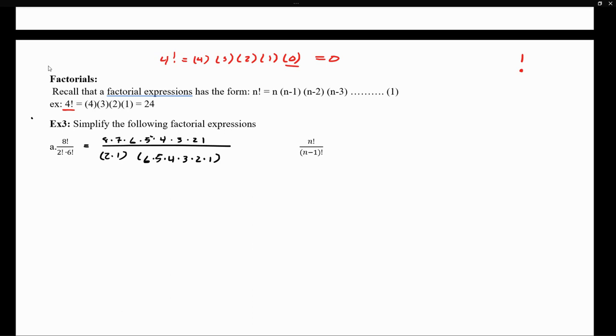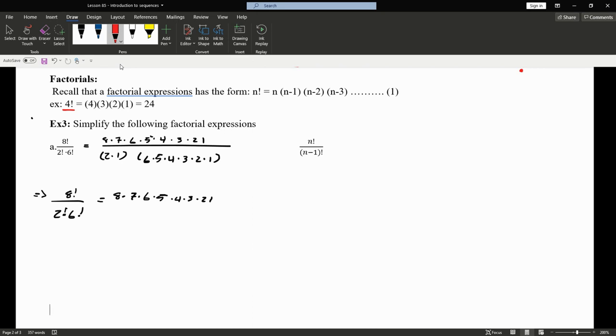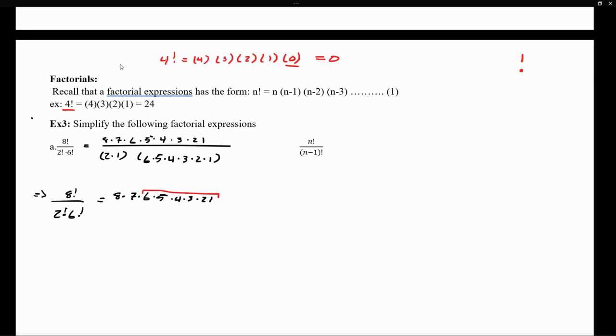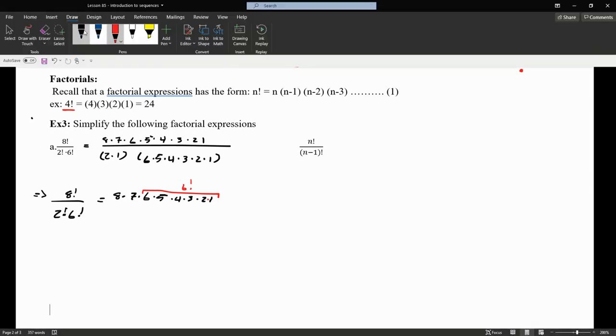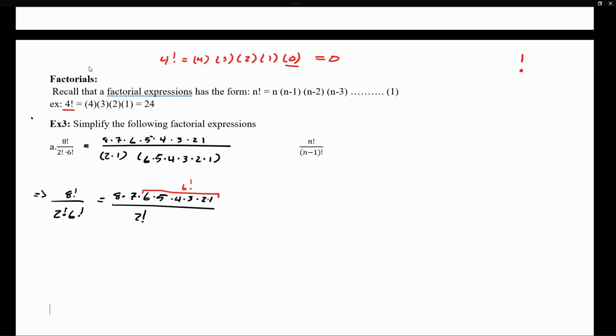But notice that 8 factorial, I know that I can write as 8 times 7 times 6 times 5, 4, 3, 2, 1. At least this is how we define factorials. But now notice that up to this expression right here, 6 times 5 times 4 times 3 times 2 times 1, this is equivalent to 6 factorial. So now perhaps I can just rewrite 8 factorial as 8 times 7 times 6 factorial.